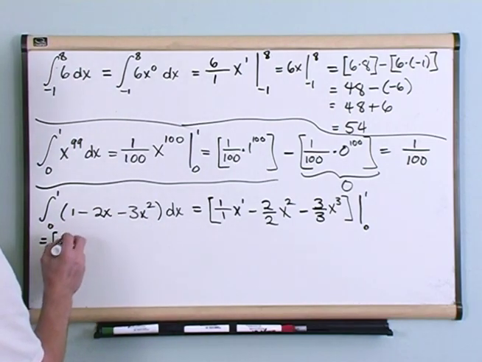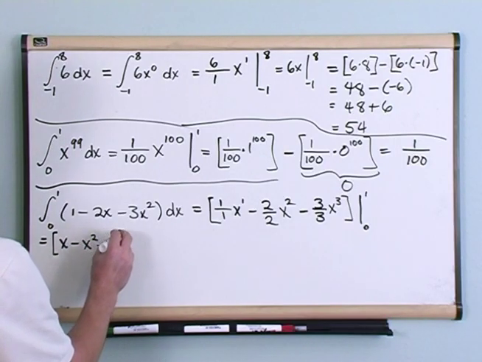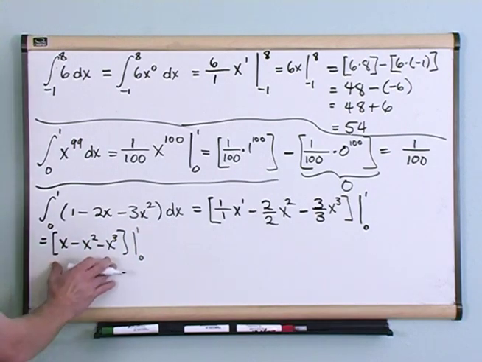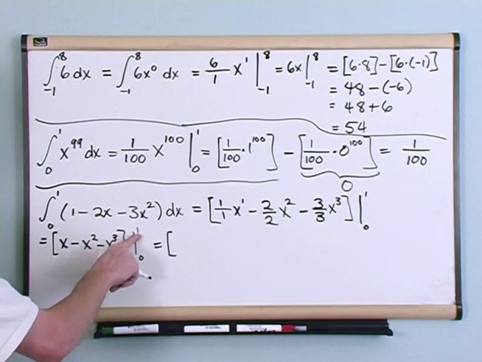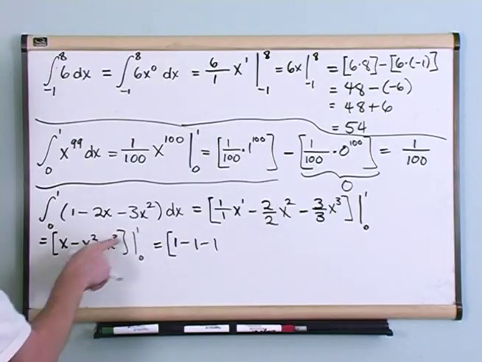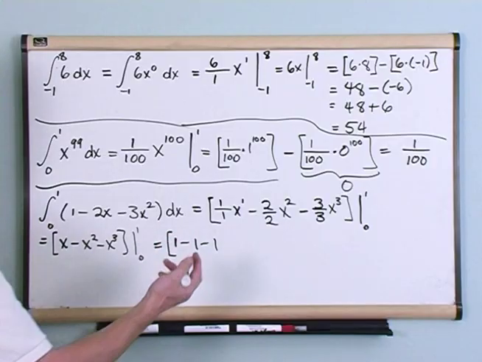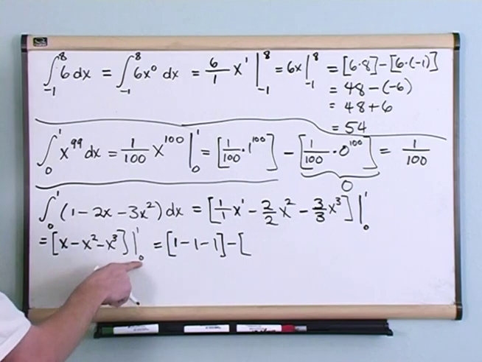What you're going to have is x minus x squared minus x cubed, evaluated from 0 to 1. This is what we need to evaluate. So let's do this. For this function evaluated at 1, it's simply going to be 1 minus 1 minus 1. I think you can convince yourself of that. Anything raised to the power of whatever, 1 raised to the power of anything, is just 1. Minus the same thing evaluated at 0.